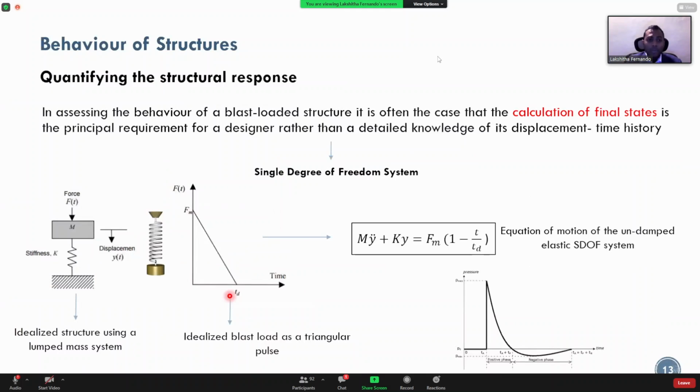But now when we get into the level of the structure, how do we determine the response of the structure? This is the question that we're interested in as structural engineers. So I've titled this quantifying the structural response.